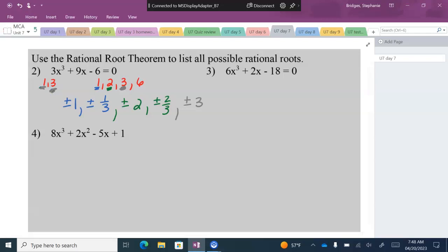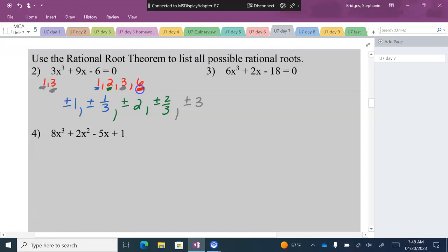So sometimes you'll get multiple answers or multiple of the same possible roots. You don't need to list them more than once. So since 3 over 3 reduces to be 1, and I already have that in my list, I don't need to list it again. And so then we'll move on to the 6.